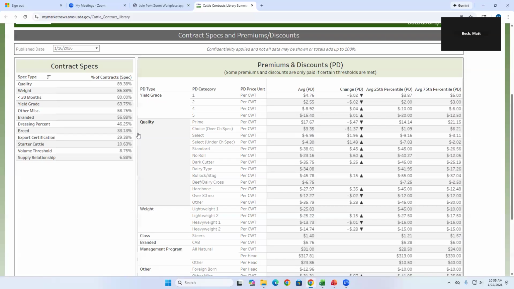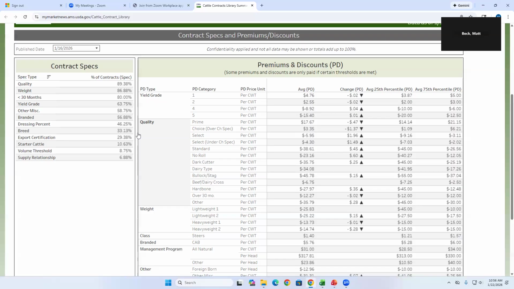So as you go further away from that base in terms of yield grade 3, yield grade 1 is going to have a higher premium than yield grade 2. Yield grade 4 is going to have less of a discount than yield grade 5. Does that make sense? Okay.